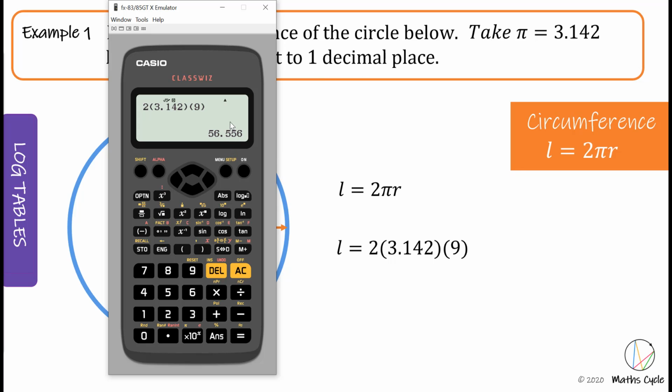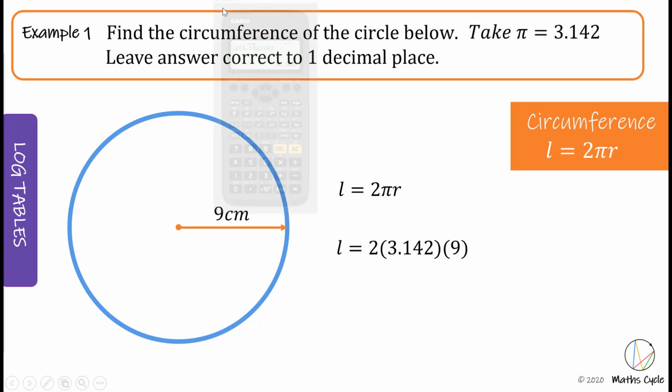So after 1 decimal place, I have a 5, which means I'll be rounding up. So this 5 will change into a 6, so that will be 56.6. And remember that my units of measurement are centimeters. So the length of the circumference here is 56.6 centimeters.